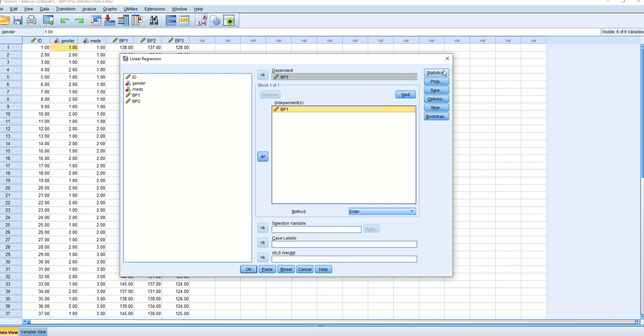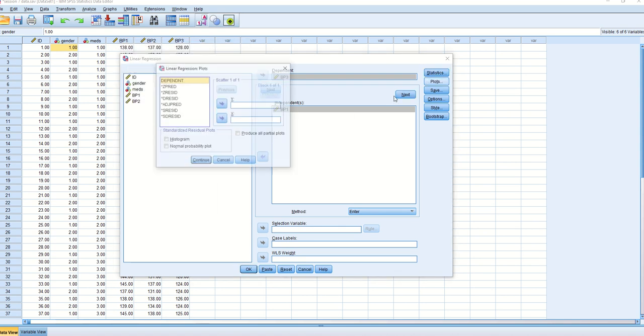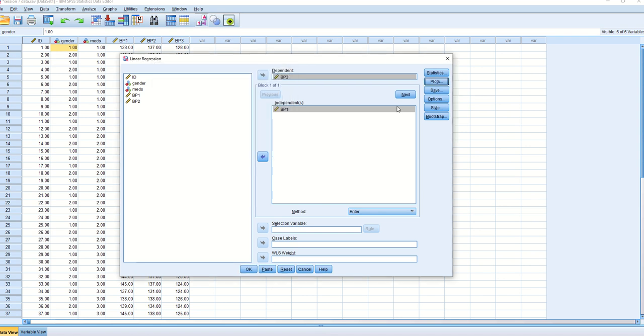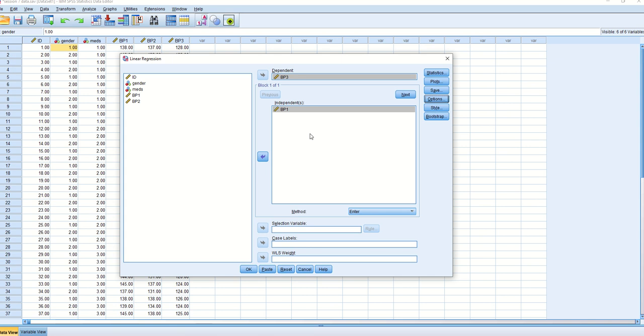All right, so let's see if I'm going to pick anything from here. For statistics, I want the estimate, the model fit, and maybe I want the descriptives. Okay, continue. For plot, no, I don't want anything of this as of now. Okay, I think it's enough. I don't think I need anything more sophisticated than that. So just click OK.